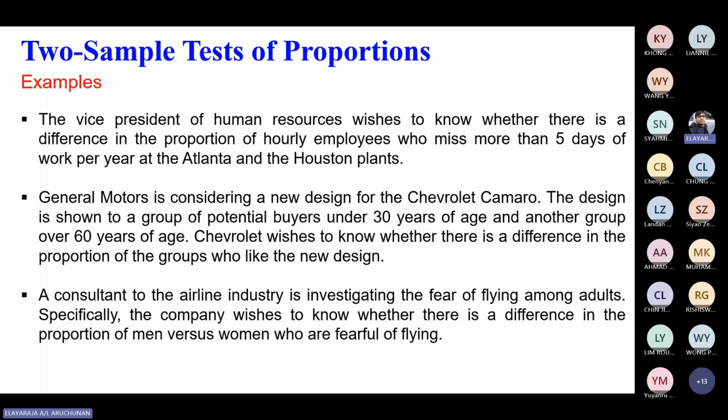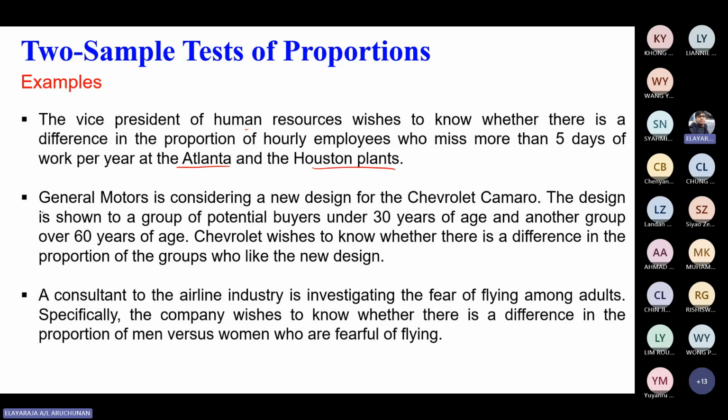Two sample test of proportion. An example: the vice president of human resources wishes to know whether there is a difference in the proportion of hourly employees who missed more than 5 days of work per year at the Atlanta and the Austin plants. That means two places, so we have two different sets of data.